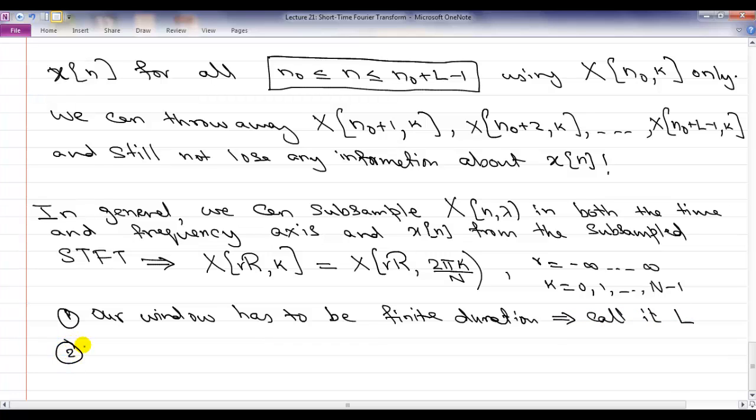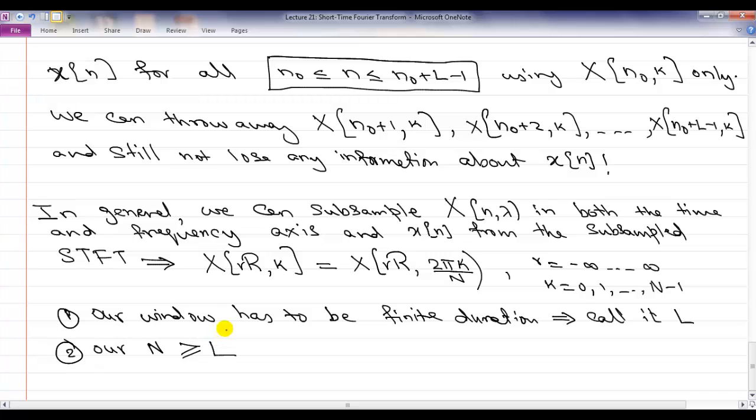The other assumption is that the number of samples that we take in the frequency domain has to be more than the length of the sequence, which is the length of the window. So our N has to satisfy that it is greater than or equal to L.